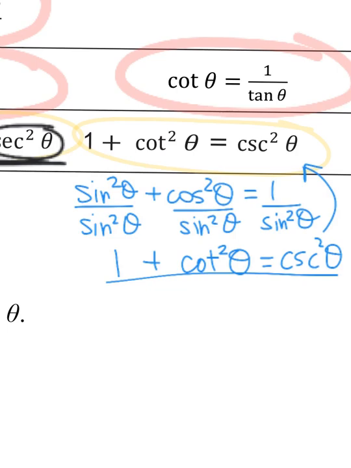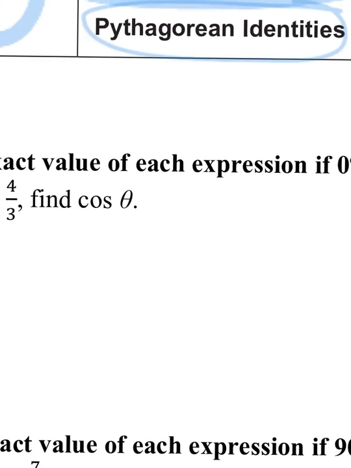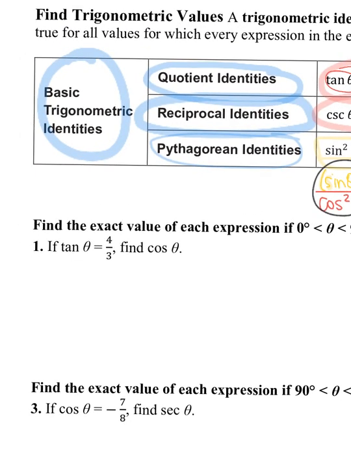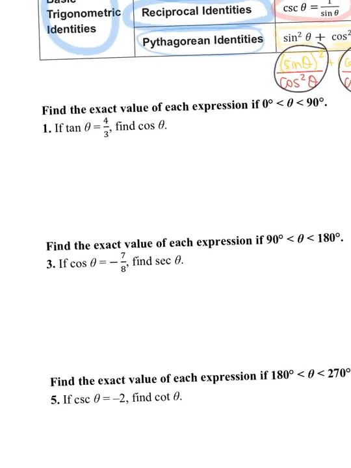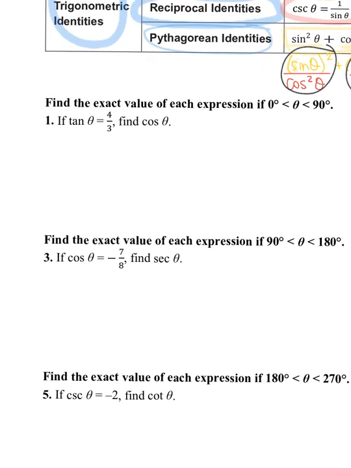All right, so let's go ahead and get into an example here. We have number 1, find the exact value of each expression, and they tell you that theta is in between 0 and 90 degrees. That's going to be a huge help because this tells me that this is in quadrant 1. And knowing that is going to be helpful a little bit later on.